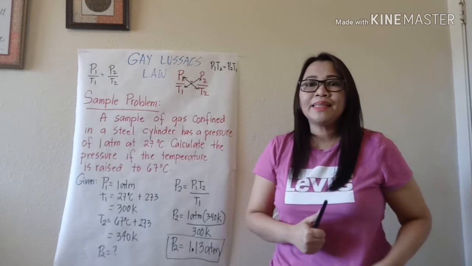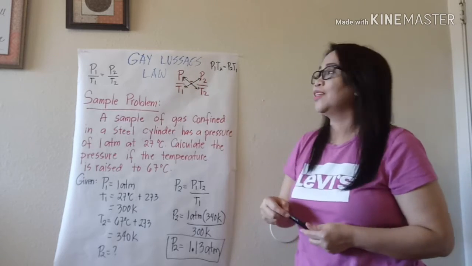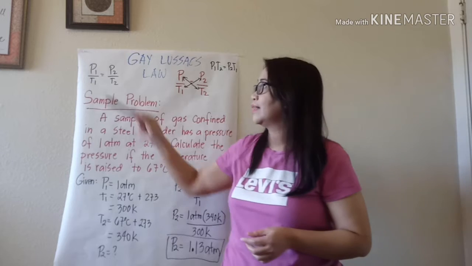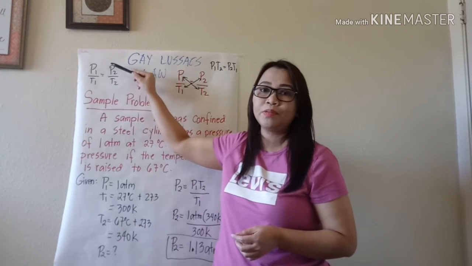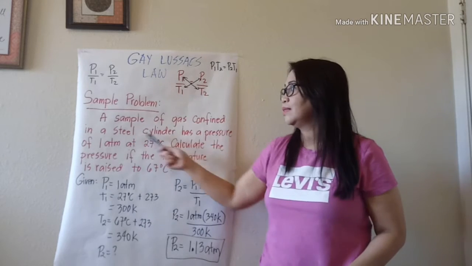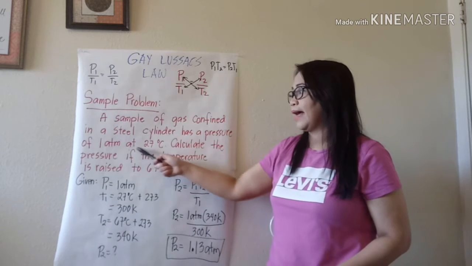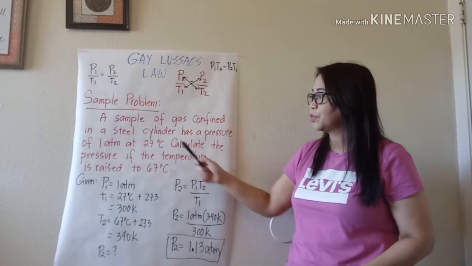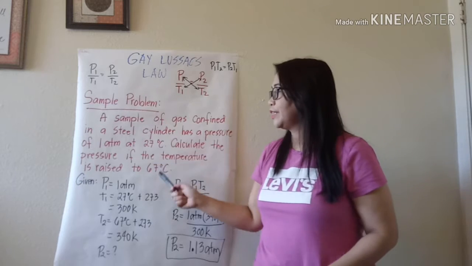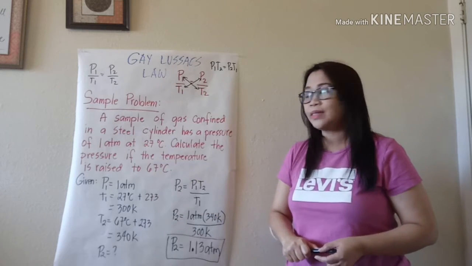Alright, so this time let's have the application of Gay Lussac's law. The general equation for Gay Lussac's law is P1 over T1 equals P2 over T2. Now let's have a sample problem. A sample of gas confined in a steel cylinder has a pressure of 1 atm at 27 degrees Celsius. Calculate the pressure if the temperature is raised to 67 degrees Celsius.